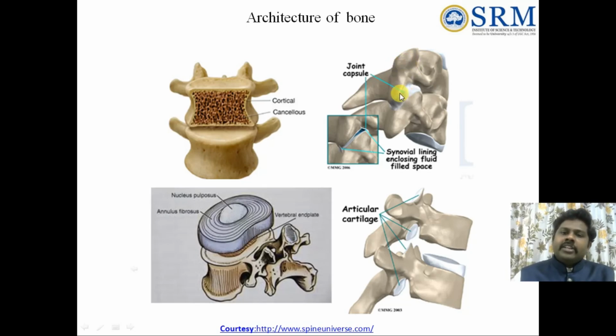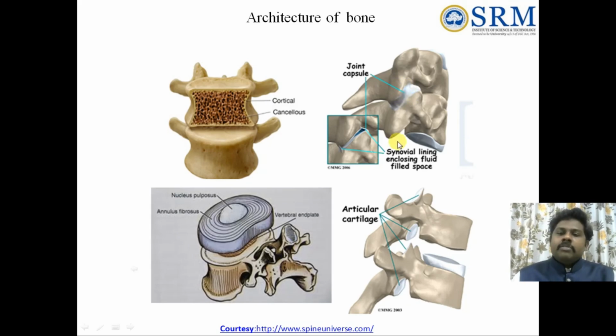In the facet, for example, at the vertebrae level, let us take L1 and L2. Between L1 and L2 there will be an intervertebral disc, and in the L1 facet and L2 facet there will be a joint capsule, because while we are going for flexion, extension, rotation, and lateral bending, these facets will transfer some of the force, which we are going to see in the later slides.